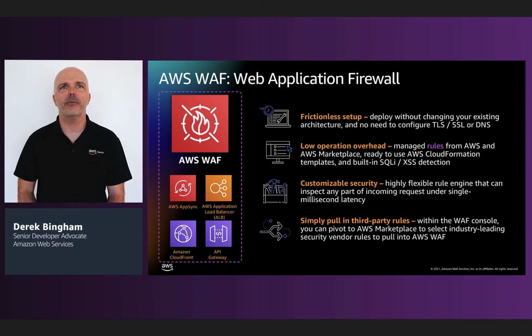These are rules that are updated automatically to protect you against the most common threats, like cross-site scripting or SQL injection detection, as examples. It's highly customizable, so you can use your own rules, or you can also use third-party rules that you can find in the AWS Marketplace. So WAF integration really opens up the door for a lot of additional security and protection of your API.